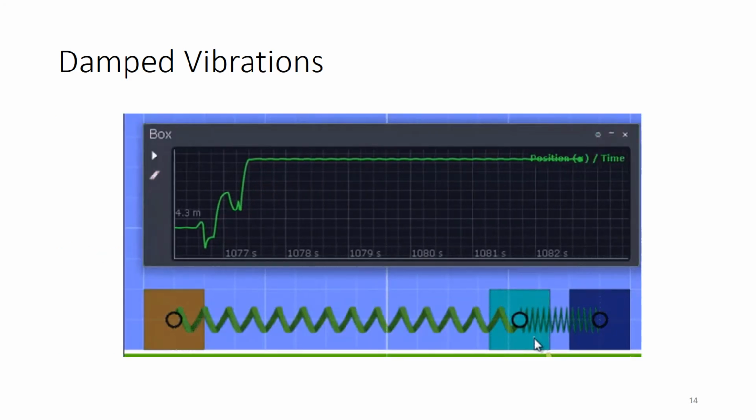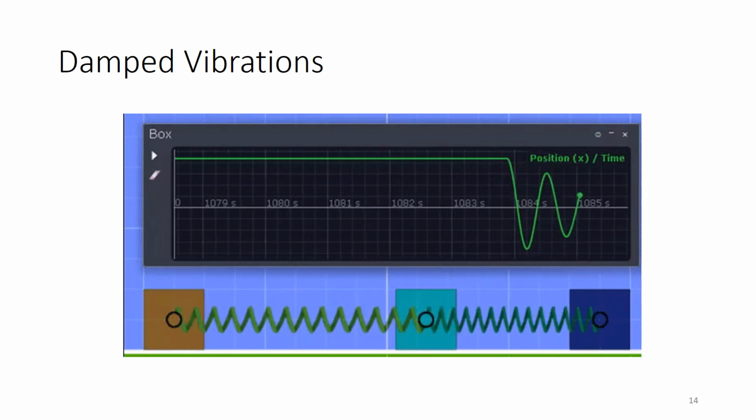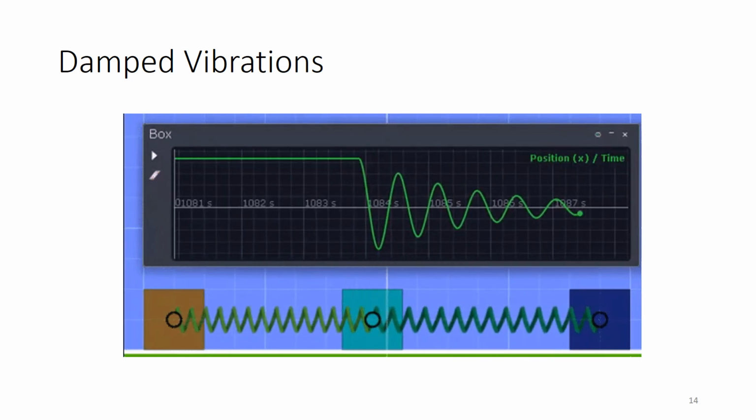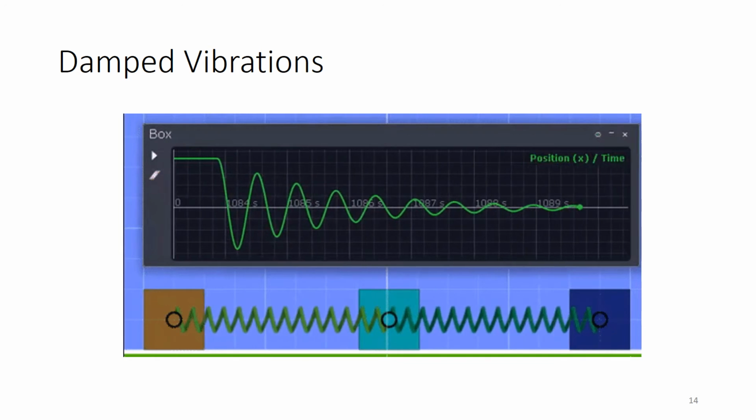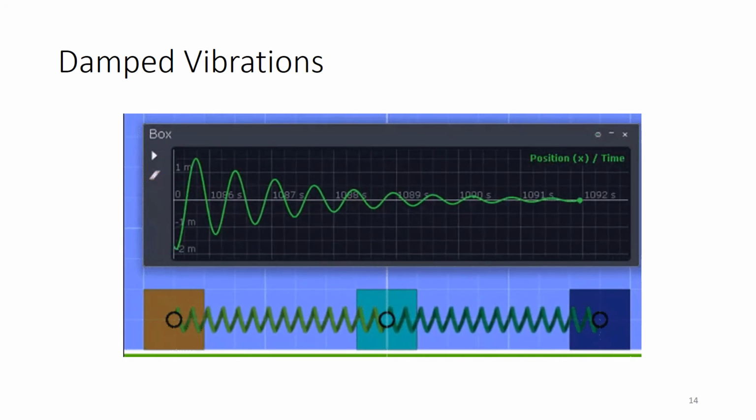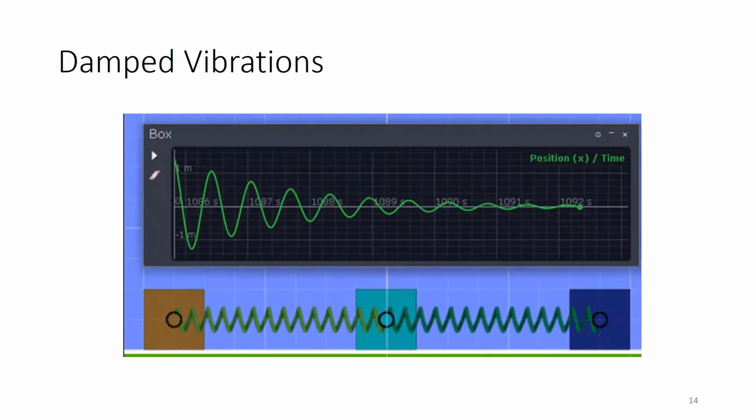So here you can see that as we let go of the mass, we can see how the amplitude is actually decreasing with time. This means that there is damping and it is considered damped vibration.